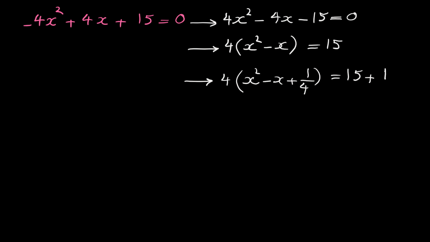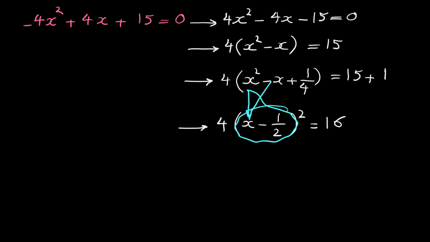Now, we can write the bracket as a perfect square. What is the perfect square? X minus 1/2 to the 2 equals 16. 15 plus 1 is 16. How do we write this expression inside the bracket? Always we have x. Then half of this coefficient, half of negative 1 is negative 1/2.